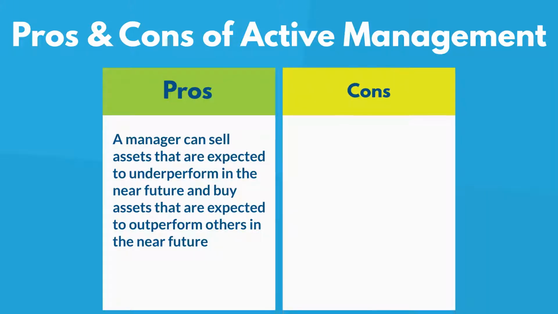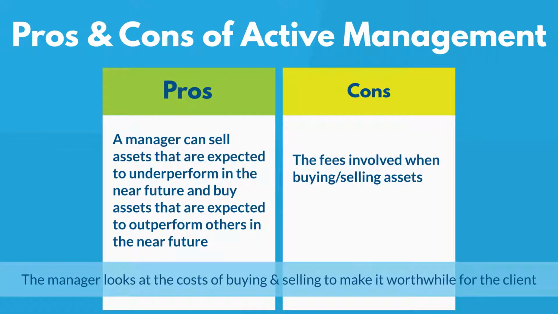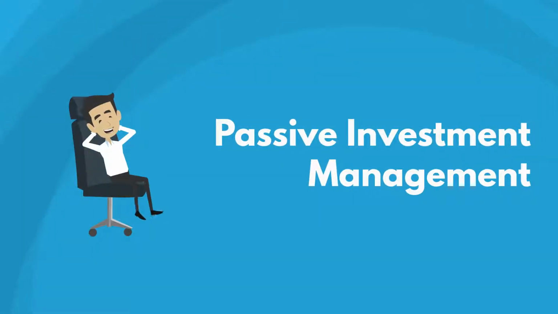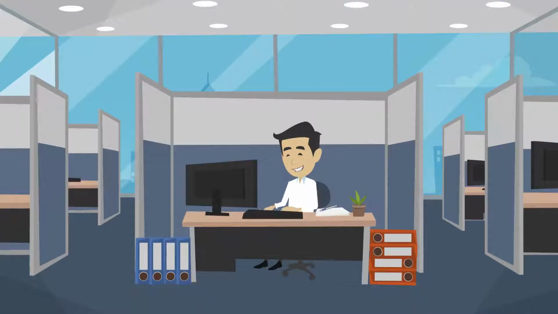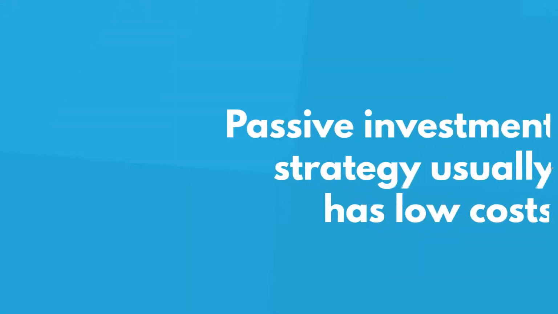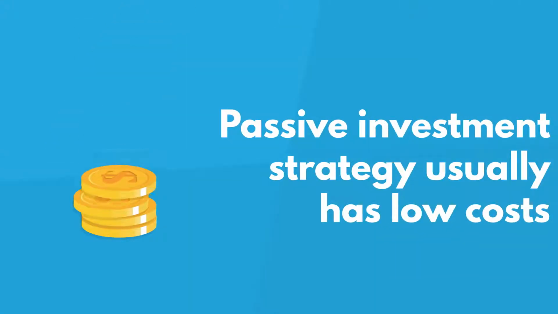A negative of active management of your investments is the fees involved when buying or selling assets. The manager looks at the costs of buying and selling assets to make it worthwhile for the client. Passive investment management. This is where a manager passively tracks an index of a market, for instance the top 40 index, only buying or selling shares when the composition of the actual top 40 index changes. The passive investment strategy usually has low costs.